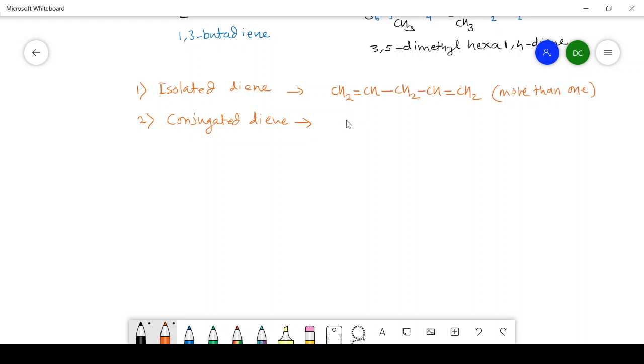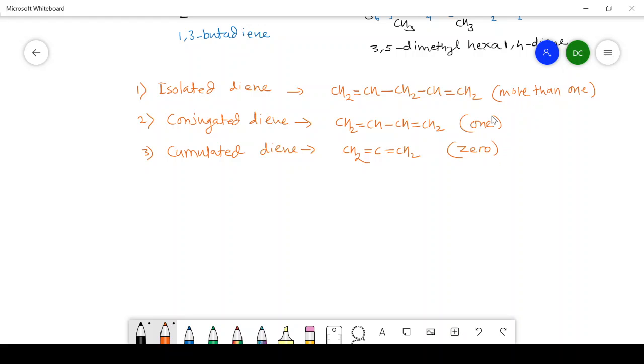In a conjugated diene, two double bonds are separated by only one single bond. Here only one single bond is present between the two double bonds, whereas in a cumulated diene the double bonds are in succession, CH2=C=CH2. Therefore, in between the two double bonds there are zero single bonds.